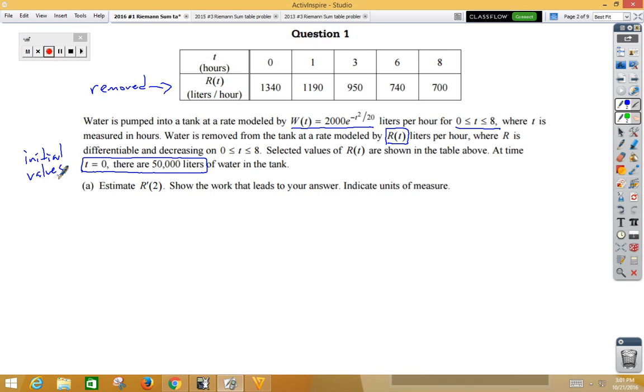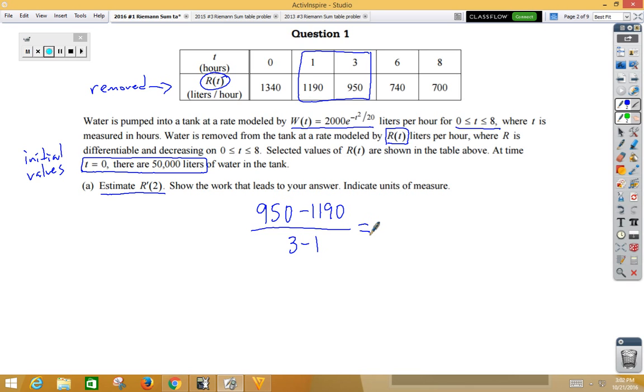Part A. Estimate the derivative at 2. So since this is R and they want R prime of 2, we look here and 2 is between 1 and 3, so we're going to use those values to find our slope, because a derivative is a slope. So 950 minus 1190 over 3 minus 1.